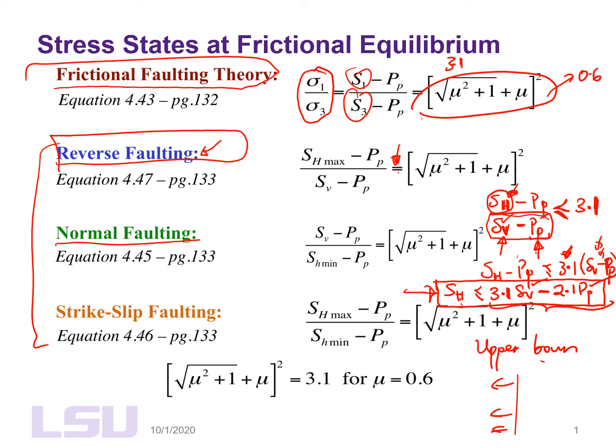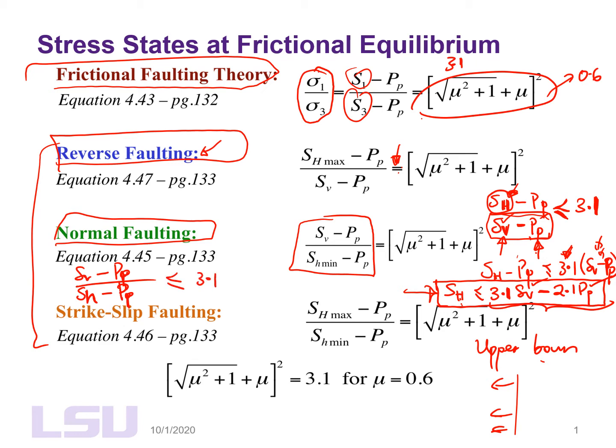How about in the normal faulting regime? We go about the same calculation, SV minus pore pressure. So we use this equation, because S1 and S3 have changed. SV minus pore pressure over small sh minus pore pressure, where small h means it's the minimum horizontal stress, is going to be less than 3.1. All of this is 3.1. You already know SV, right? SH min is what you're going to try to bound. So make that the subject of the equation. How do you do that? Multiply both sides by SH minus pore pressure.